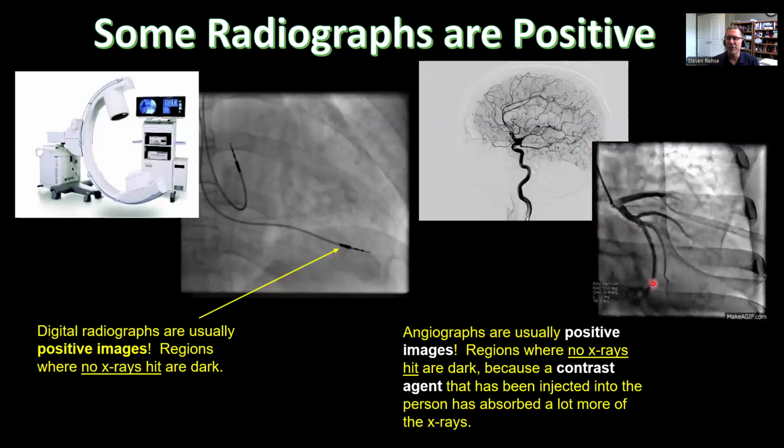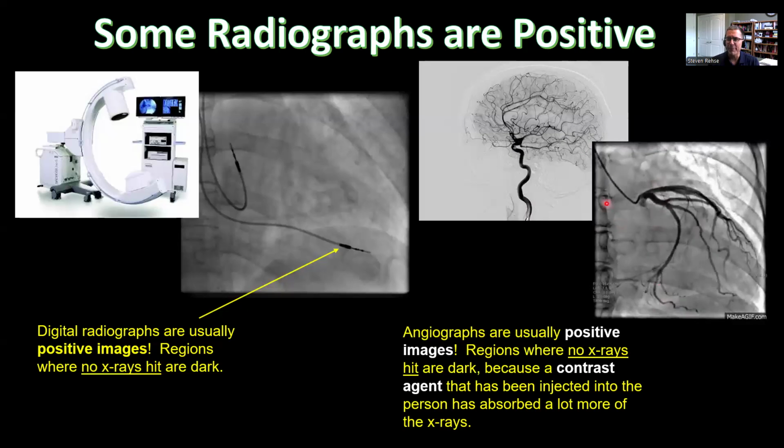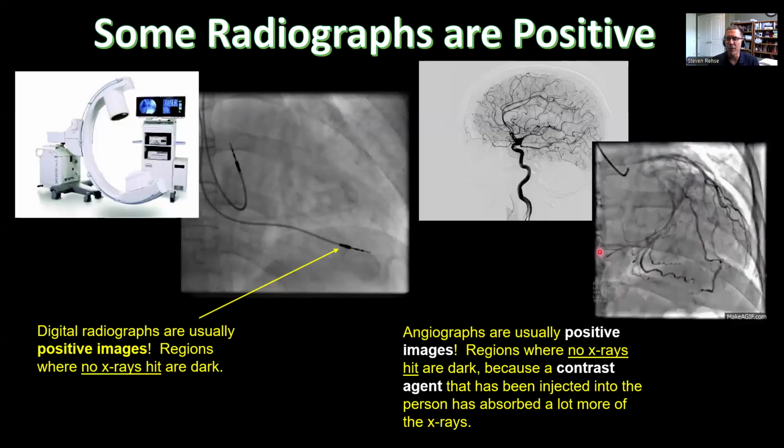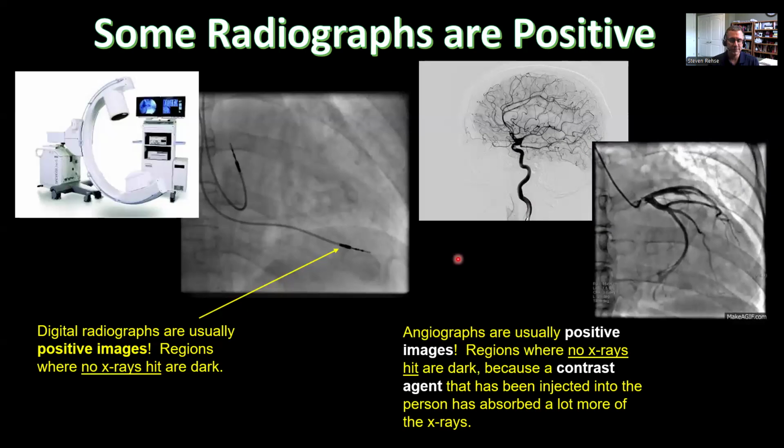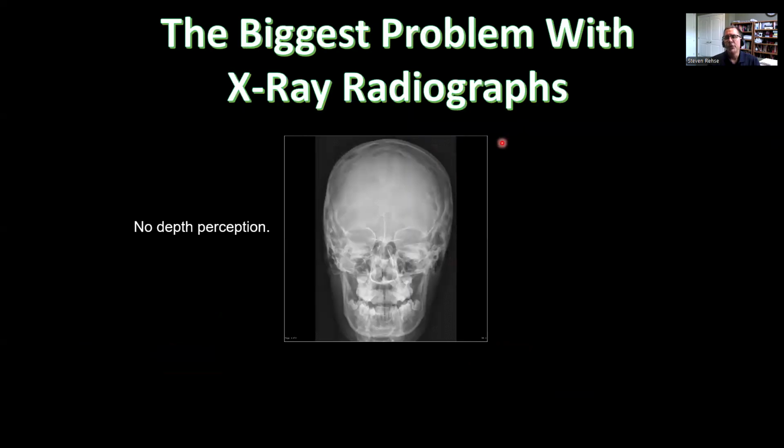And so that contrast agent clears itself, but they're going to be snapping angiographs while those contrast agents are going through the heart. So that's a very, very useful application of X-ray radiography. They're great. They're very useful tools, but there's probably one really big problem with X-ray radiographs.